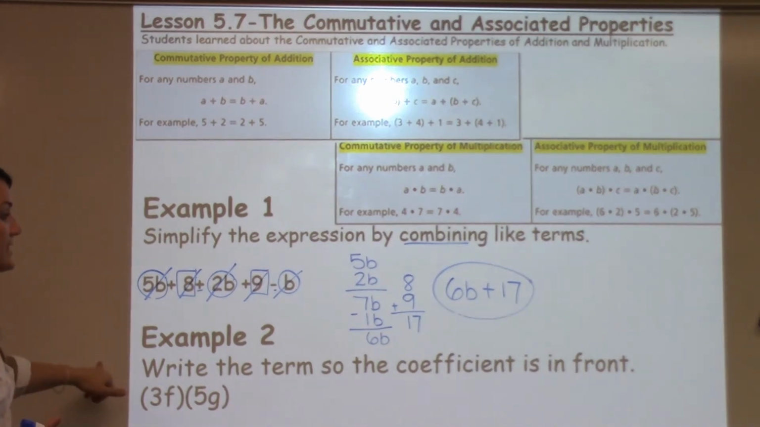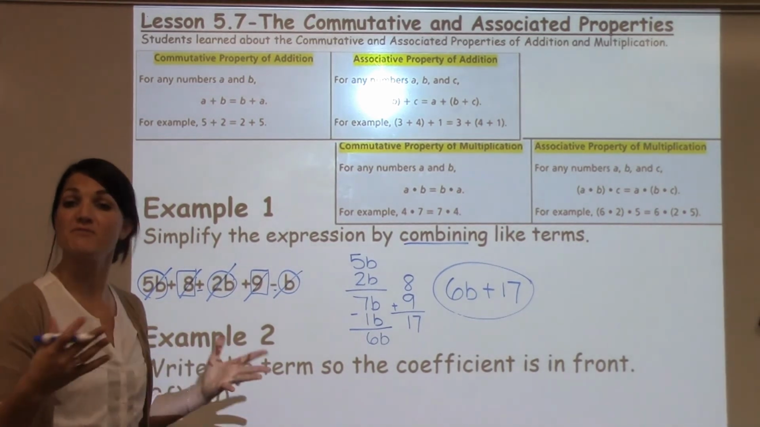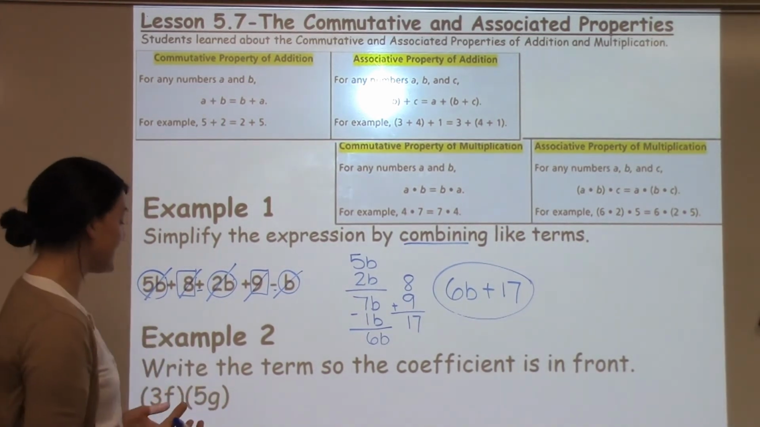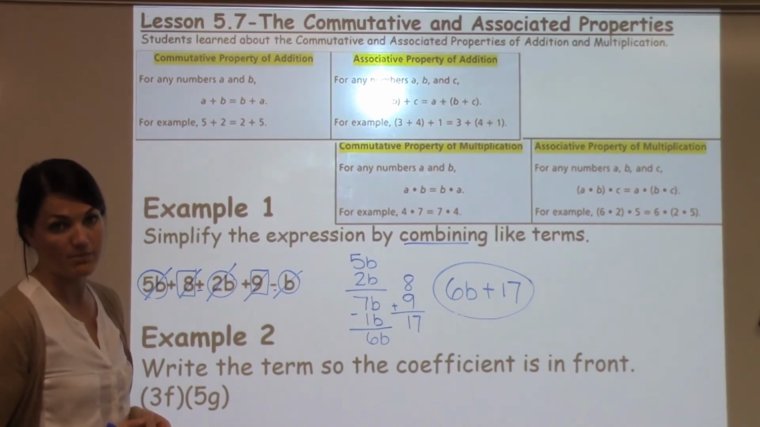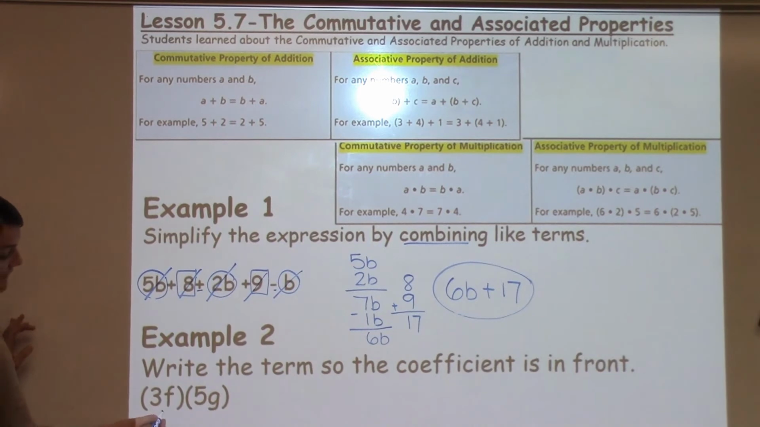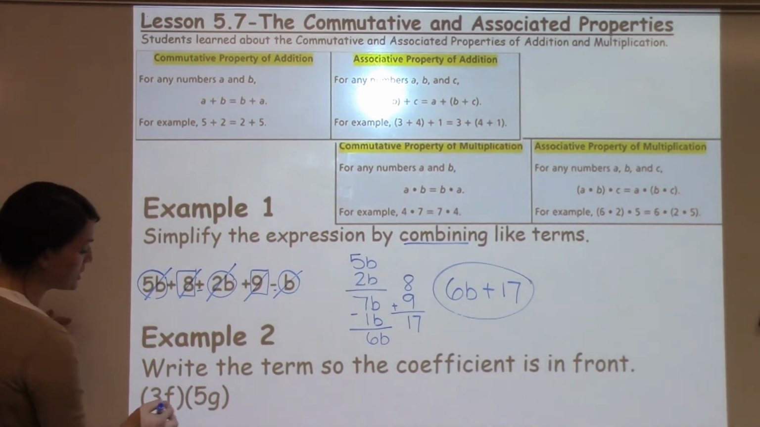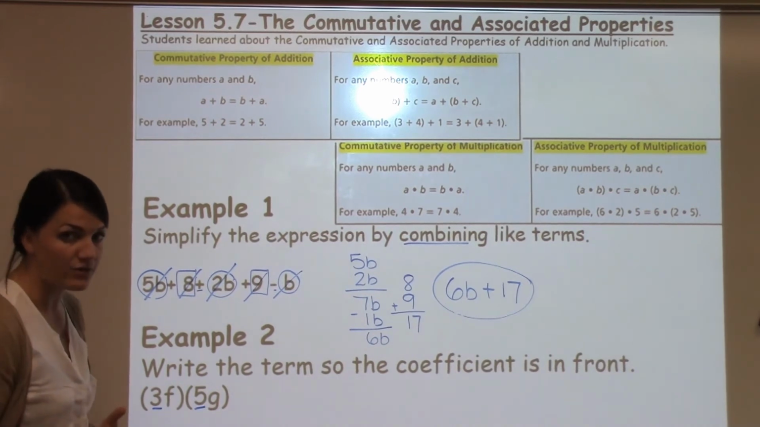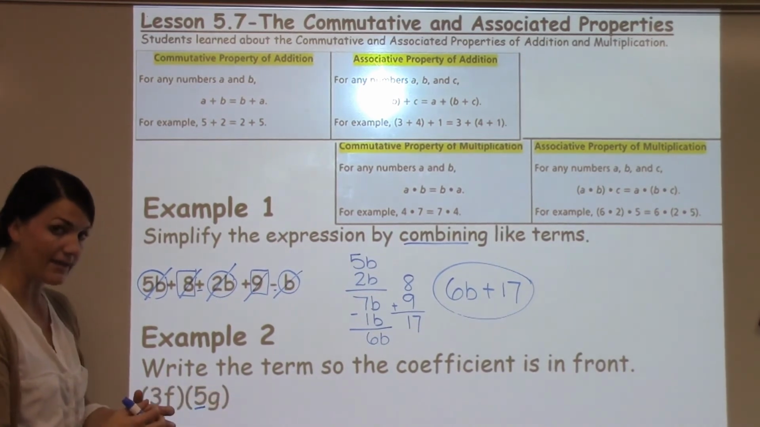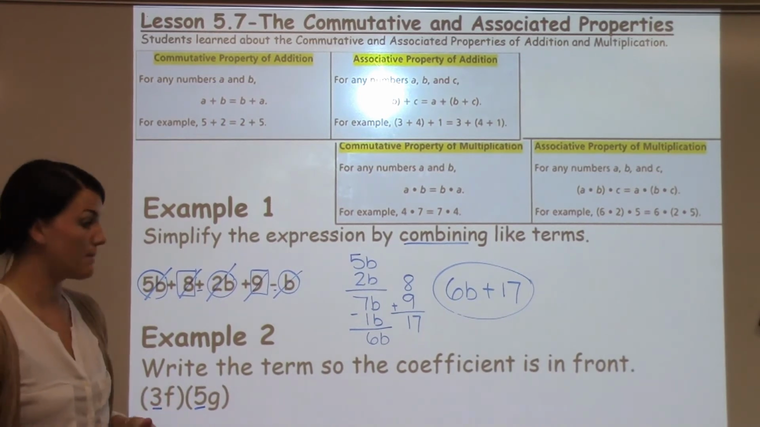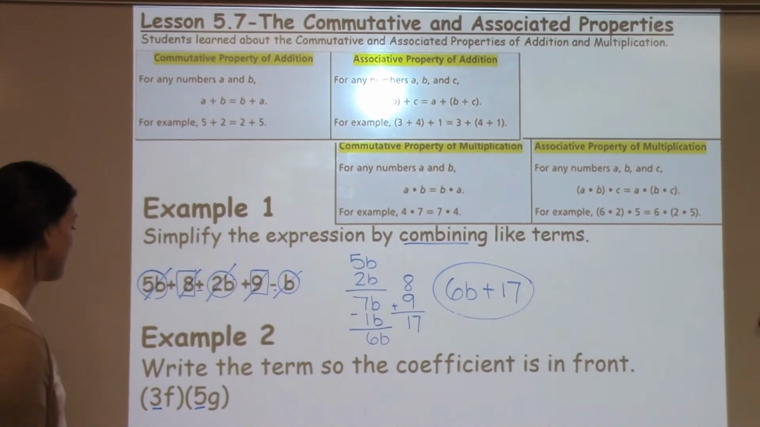Example 2 says to write the term so the coefficient is in front. Coefficient is a really fancy word that just is talking about the number in an expression that is hooked onto a variable. So in this case right here, if I was just looking at 3f, 3 is a coefficient. If I was just looking at 5g, 5 would be the coefficient. So once I solve this problem and I combine like terms, I still want to make sure that my coefficient or my number is in front of my variable.